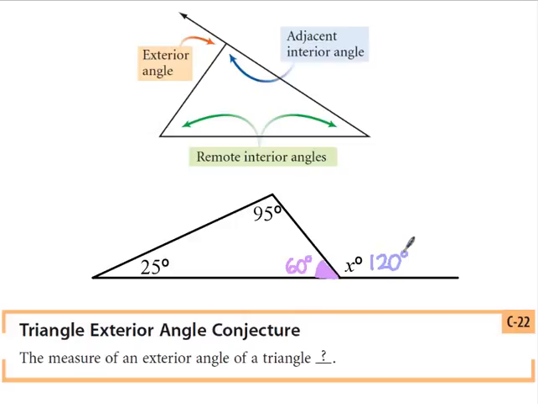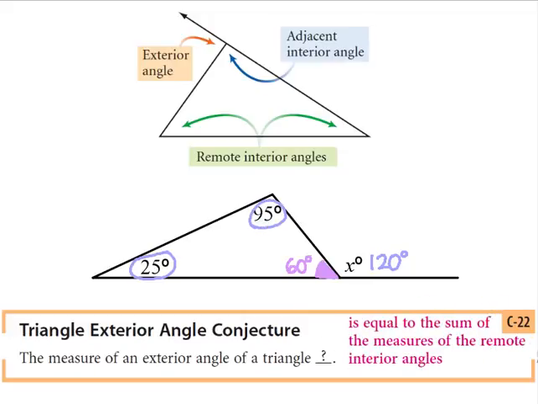Now I want you to think about something here. Is there a way that I could get the 120 without finding the 60 first? Yeah. So if I add 25 and 95, do I get 120? Yeah, and that's actually a true statement. To find the exterior angle in any triangle, if you add the two remote interior angles, you'll get it. So here's your conjecture. The measure of an exterior angle of a triangle is equal to the sum of the measures of the remote interior angles.